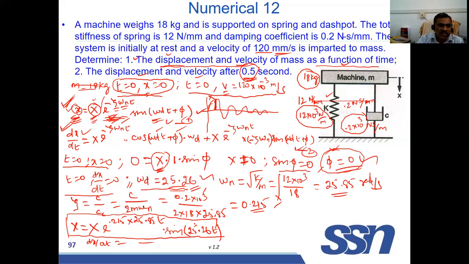So in this equation, you substitute t is equal to 0.5. So you will get the displacement. What is the value? It is 0.123 meters. That is the x value. Similarly, in the velocity equation, you substitute t is equal to 0.5 and find dx by dt, that is velocity. What is that? That is 7.39 meter per second. So this is the way you have to solve this problem.